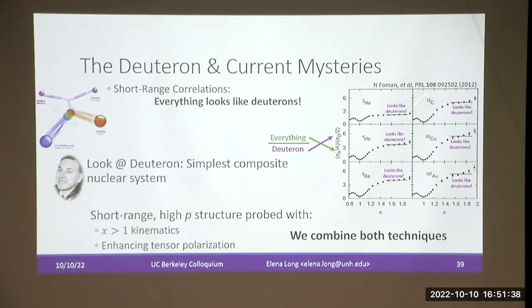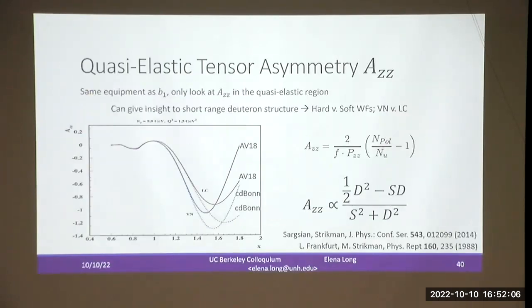If we want to understand what's happening with these short range correlations, the two things that we could do to probe effects going on here is we can look in these x greater than 1 kinematics, like these experiments here are showing, or we can change the tensor polarization, that turns on, enhances or suppresses different spin states to get information. So we're going to combine both of these techniques into a new experiment that we're going to be running at Jefferson Lab as well.